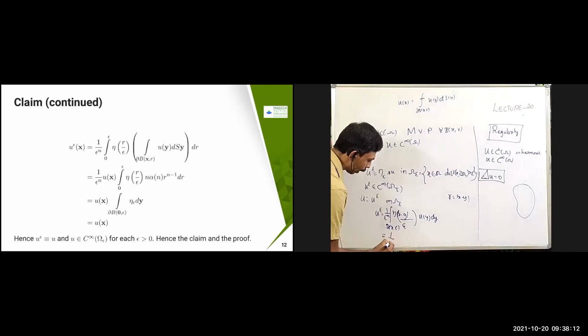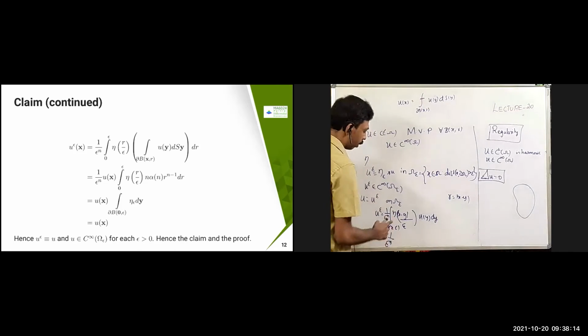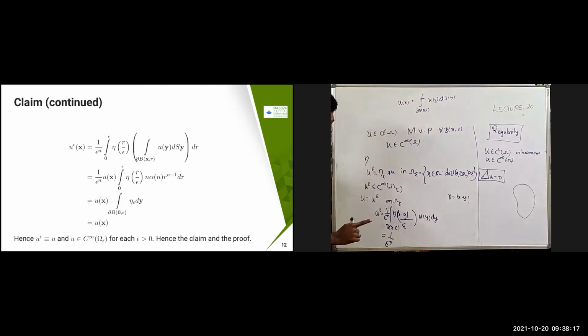So 1 by epsilon power n, let it be there. This is b of x comma epsilon, right? This b of x comma epsilon is a subset of r power n. Now what I'm going to do is keep one variable, with respect to one variable I'm just going to keep it as r. The other variable is going to be as it is, that means r power n minus 1, because we have already seen that this can be written as integral 0 to r, and then I can write this in terms of r power n minus 1. This we have discussed in one of the classes.